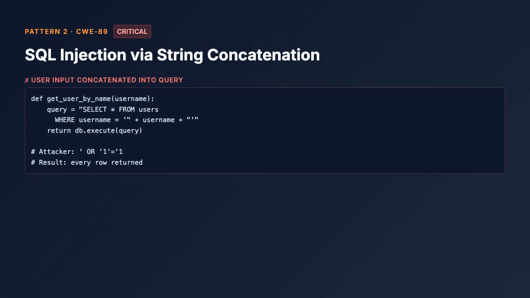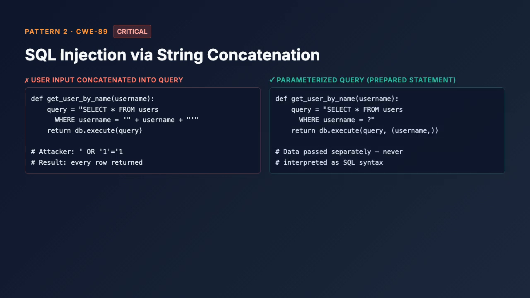An attacker can insert SQL syntax to manipulate the query, bypassing authentication or extracting data. In the vulnerable example, the username is concatenated into the SQL string. An attacker who injects a quote followed by OR 1=1 makes the WHERE clause always true, returning every row and bypassing login. The fix uses a parameterized query. The SQL template and data are sent separately. No matter what the user types, it can never change the SQL structure.